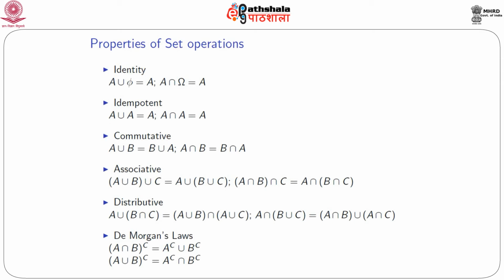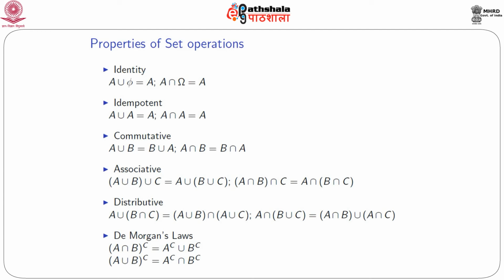Next, we will try to focus on the properties of set operations. There are so many properties of the set operations. I will be discussing a few. The first property that I will be discussing is called identity. So, phi is your null set and omega is your universal set. Whenever I am taking the union of a set with a null set, it remains the same. That means A union phi is A. And A intersection omega: whenever I am taking the intersection with the universal set, I will be getting A. So, this is called identity.